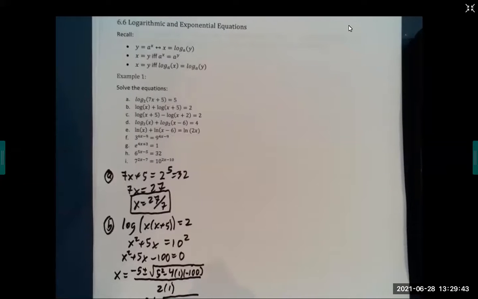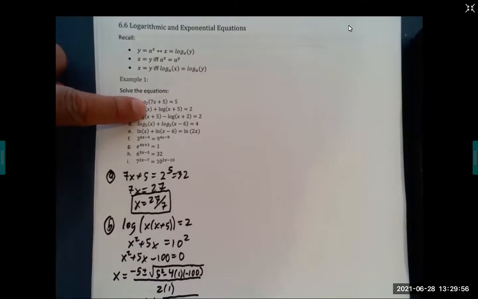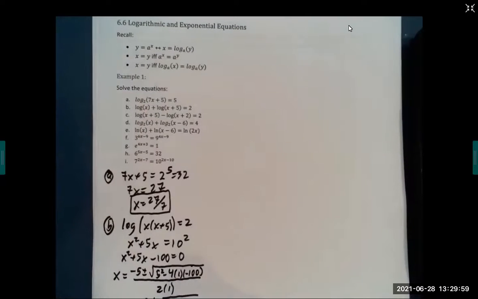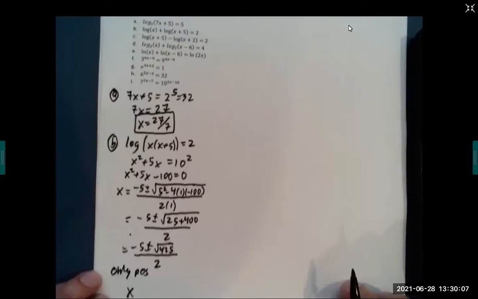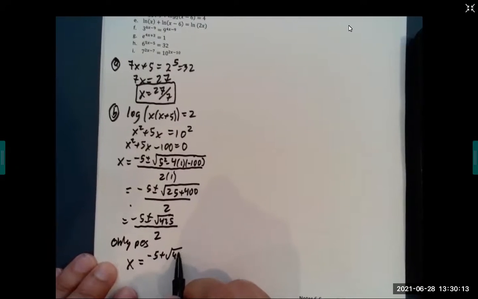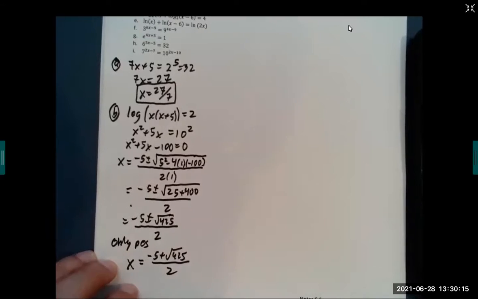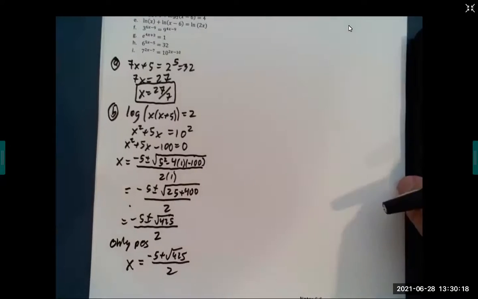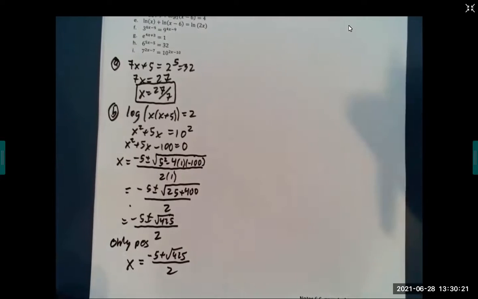I'm sure that simplifies, but I don't care. And the negative answer is going to be a problem because we can't take the log of a negative value. And you can see negative 5 minus something divided by 2 is going to give me a negative. So we actually can only keep the positive version. So x equals negative 5 plus root 425 over 2. And usually mathematicians want exact answers. We could get a decimal approximation, but we're going to move on.